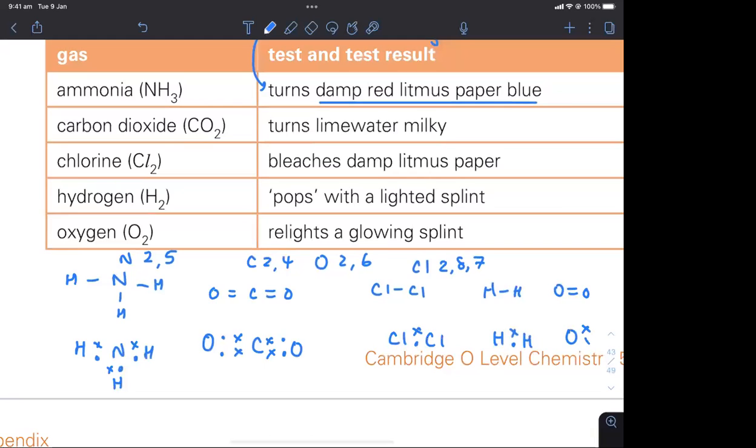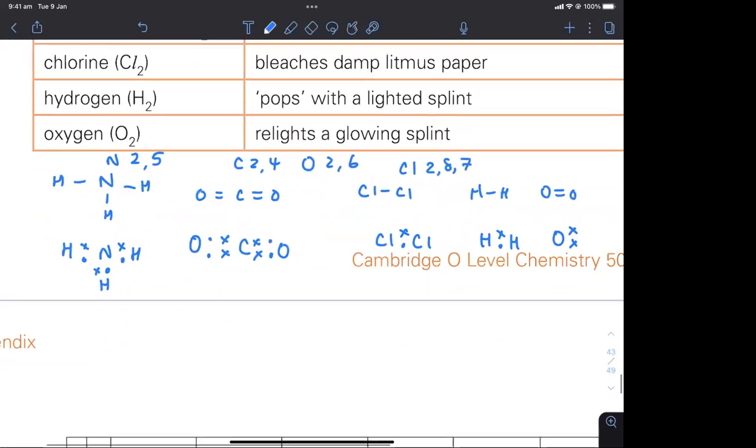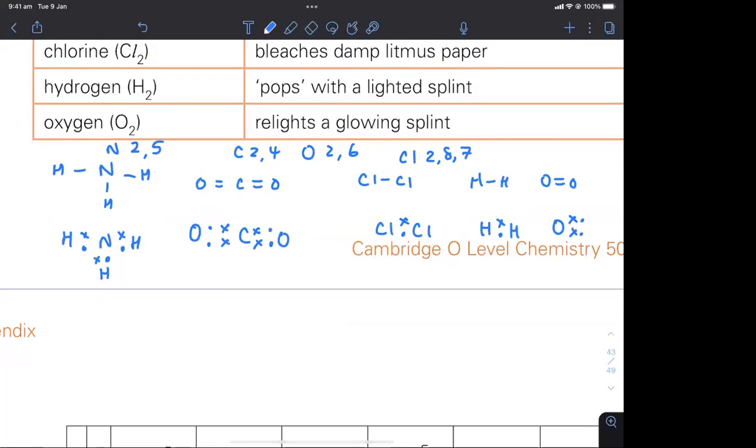Yes, what's wrong? Correct or not? That's the question. Correct or not? No. Why? What's wrong then?